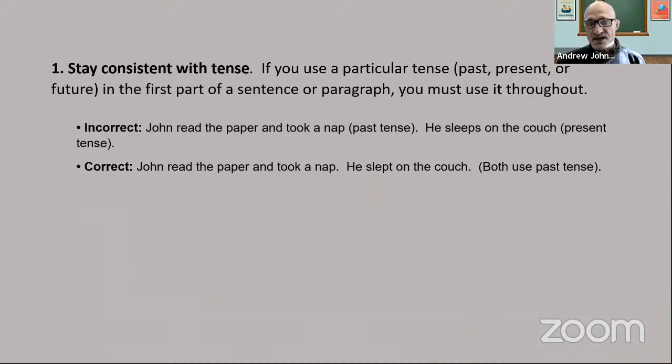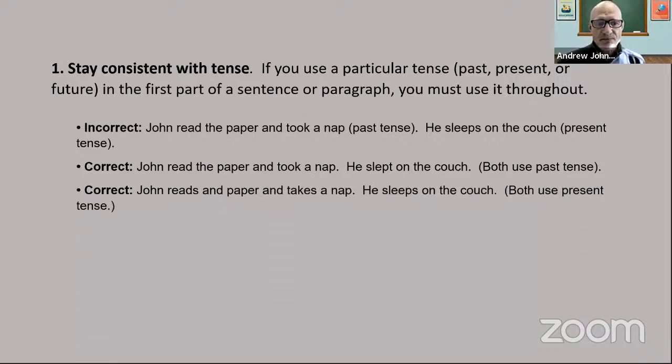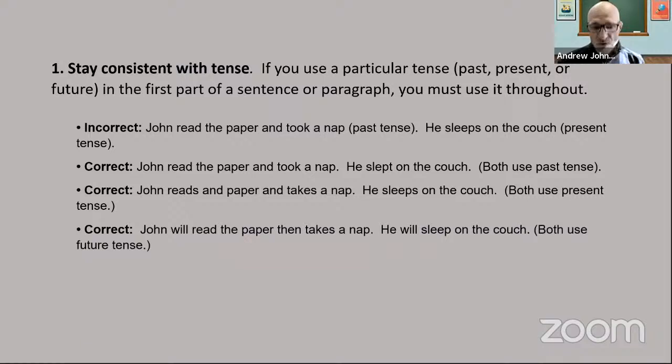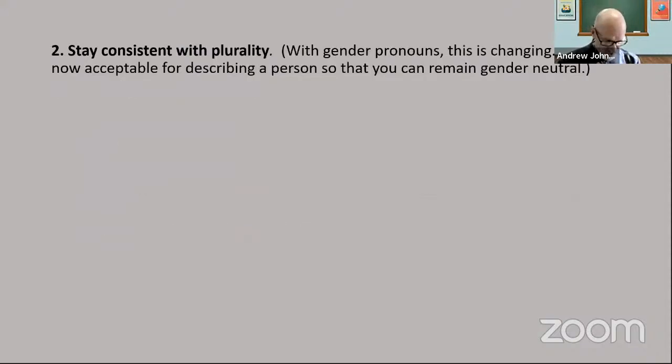John read the paper and took a nap. He slept on the couch. I'm using past tense in both. John reads the paper and takes a nap. He sleeps on the couch. I'm staying consistent with tense. John will read the paper, then take a nap. He will sleep. Future. All right. Stay consistent with tense. Stay consistent with plurality.